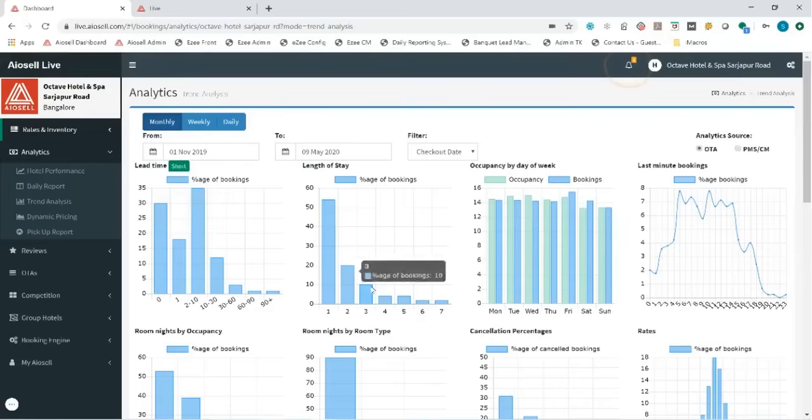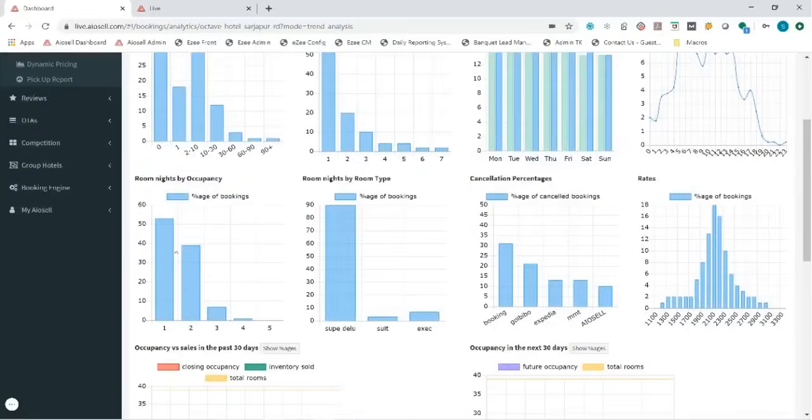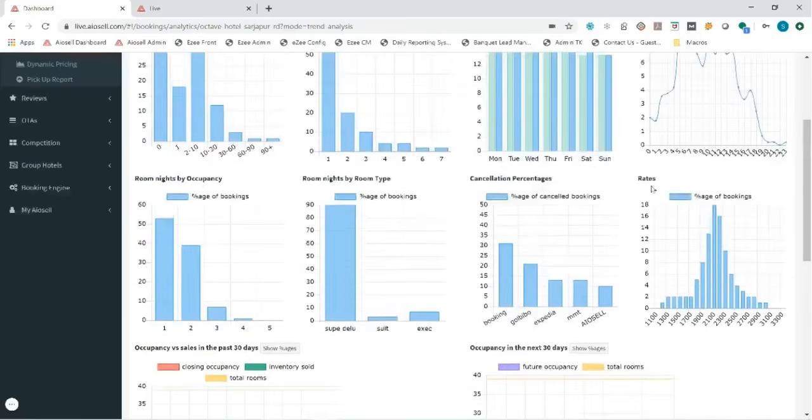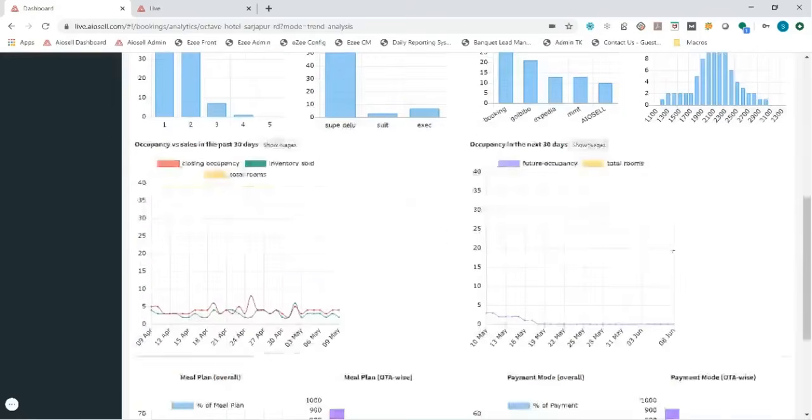Here we have length of stay. Here we have weekday usage. So we understand that on some days of the week, like Tuesday and Wednesday, the occupancy of this hotel is much higher than on certain days like the Sunday. We have the time of the bookings, so which time of the day the bookings happen more, which can help us set those time-based factors. We have occupancy of the rooms. We have which rooms get booked. We have cancellation percentages. We have the variability of rates along which the rooms are booked.